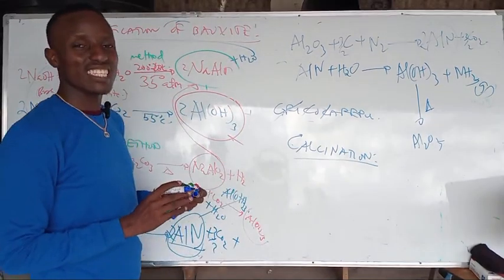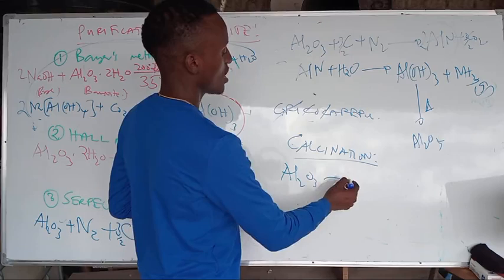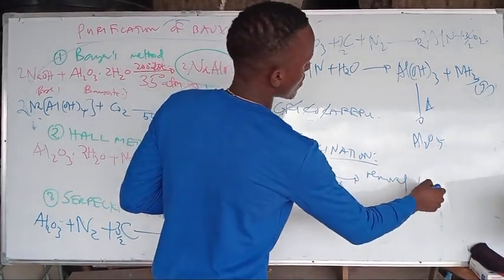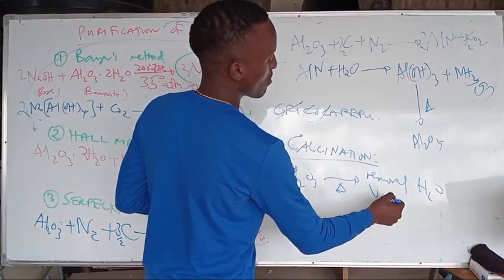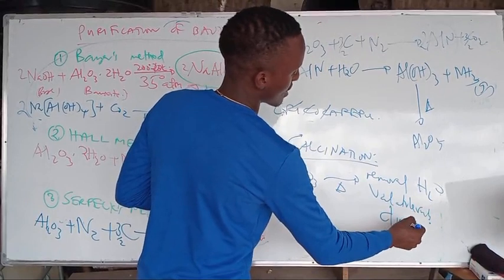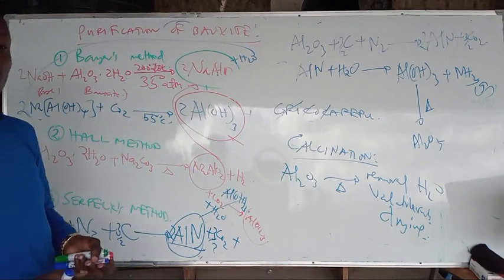So speaking about the calcination, what is happening here is aluminium oxide is just being heated to remove water, volatile substances, and to make it dry. So drying it, yeah? That's what's happening.